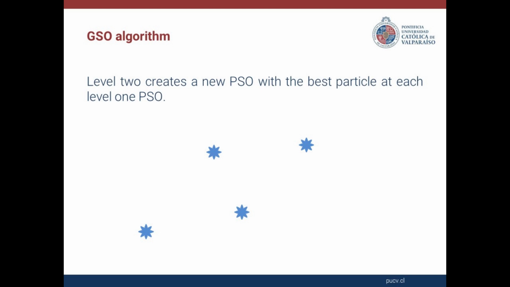The algorithm aims at obtaining a better balance between exploration and exploitation during the search process, where level 1 represents an explorative behavior and level 2 an exploitative one.